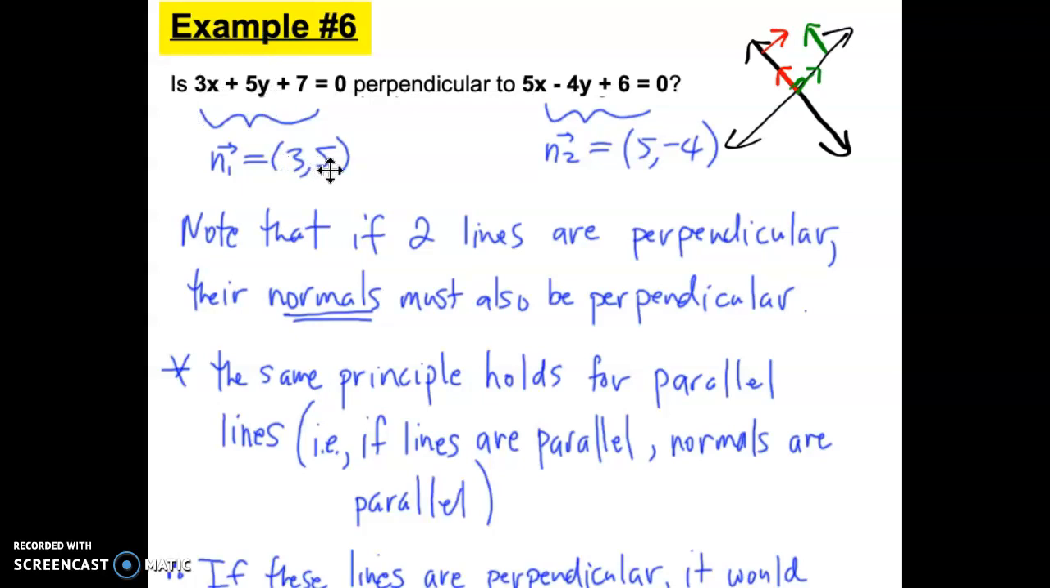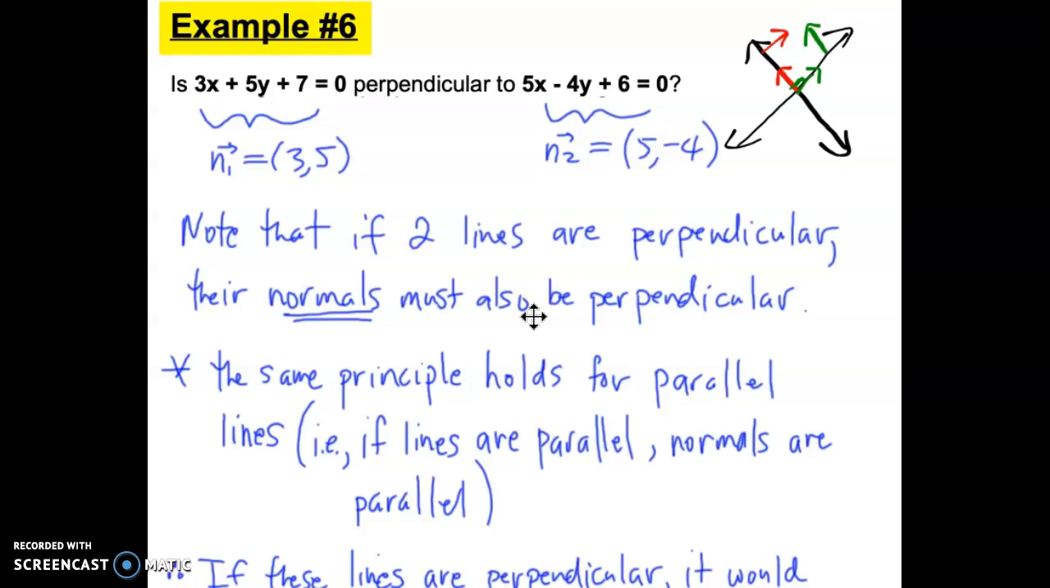So for the first line, we have a normal, which is (3, 5). The second normal here is (5, -4). And so we're going to figure out if those are perpendicular. And the way we're going to do that is by using the dot product. Because if we dot two vectors and we get back 0, it means the vectors are perpendicular.